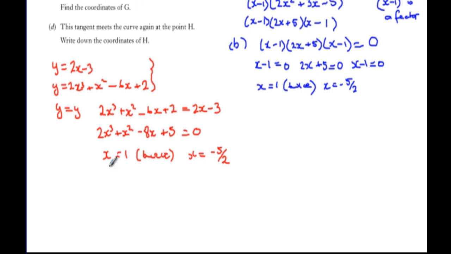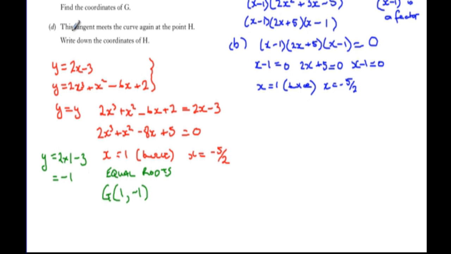And since we were told that the line was a tangent and we've got x is equal to 1 twice, we know that there are equal roots at this point. So we know that this value of x must represent where the tangent is. In other words, the x value of 1 is the x coordinate of the point G. To find the y coordinate, we could use either of the two equations. It's easier to use the straight line equation, so that's what we'll do. y is equal to 2 times 1 minus 3. 2 times 1 minus 3 is negative 1. So G is the point 1, negative 1.